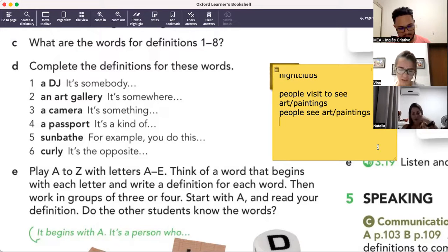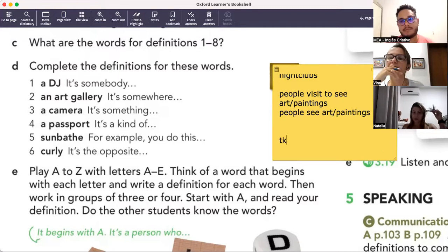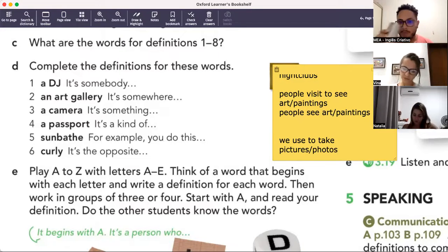Who's next? A camera is something that we use to take pictures. Perfect, Vina. Perfect definition. We use to take pictures. You, Nath. It's something we use to take pictures, to take photos. Perfect. Ok.